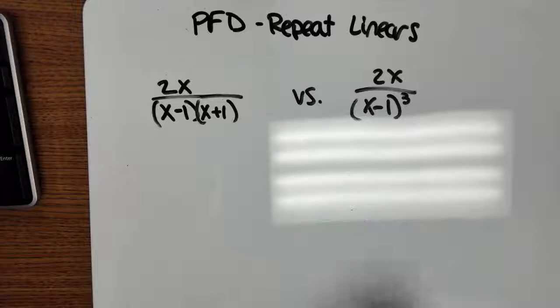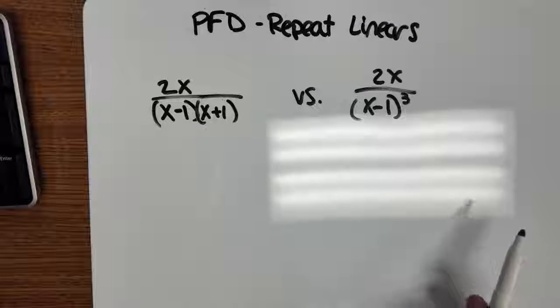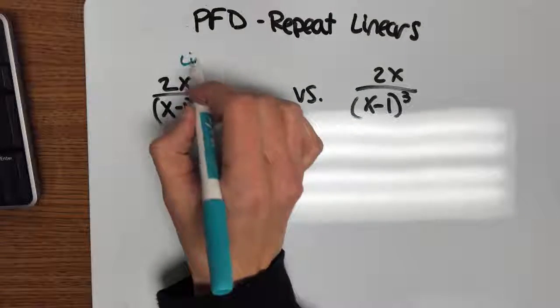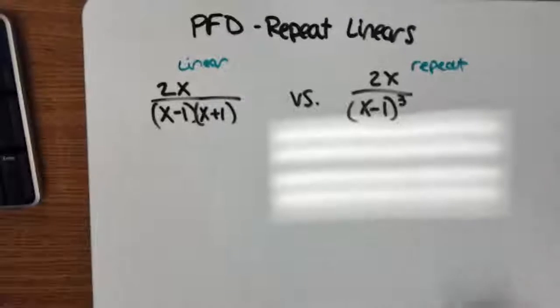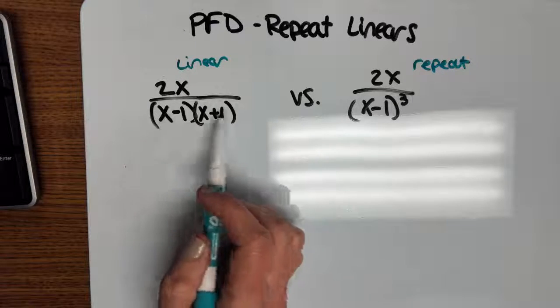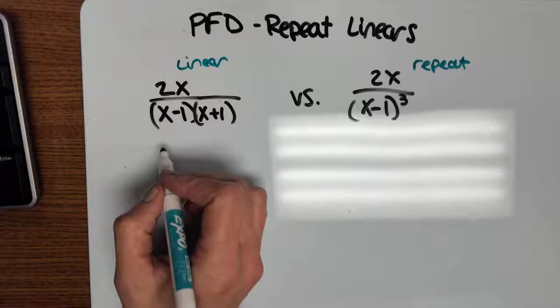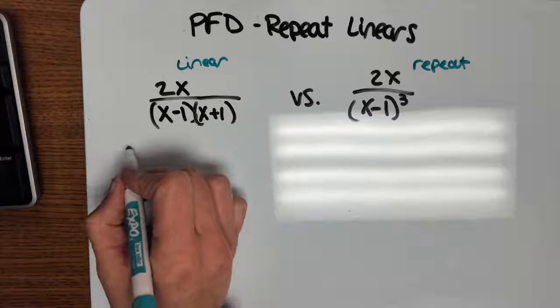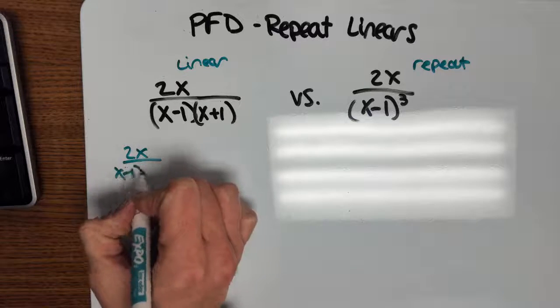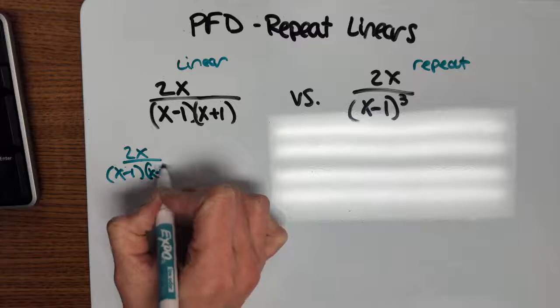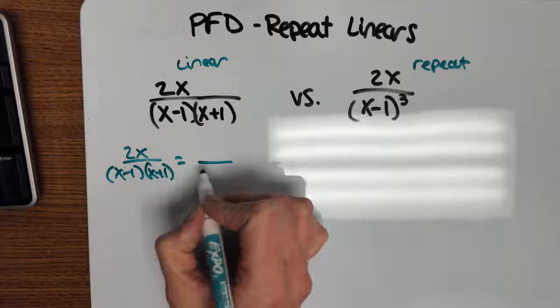Alright, so we're going to take partial fraction decomposition one step further. We're going to compare a linear with what's called a repeat linear fraction here. So my denominator, we have two different fractions. If we were to set this up like we did in class on Monday, we would say, okay, we've got my original fraction, and we're going to set that equal to each piece.